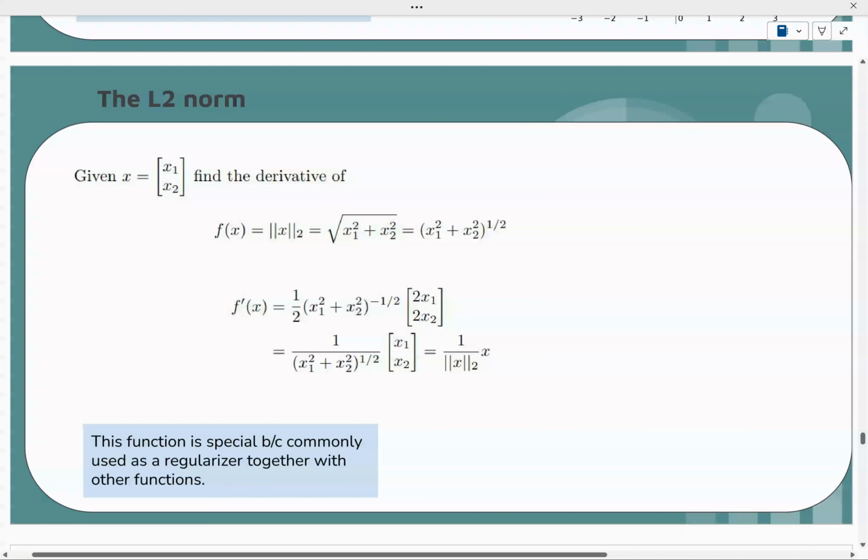Okay. Now that we've done L1 norm, let's do L2 norm. The derivative with respect to L2 norm, well, L2 norm is the one where you find a hypotenuse, right? So it's a Euclidean norm. So it looks something like this.